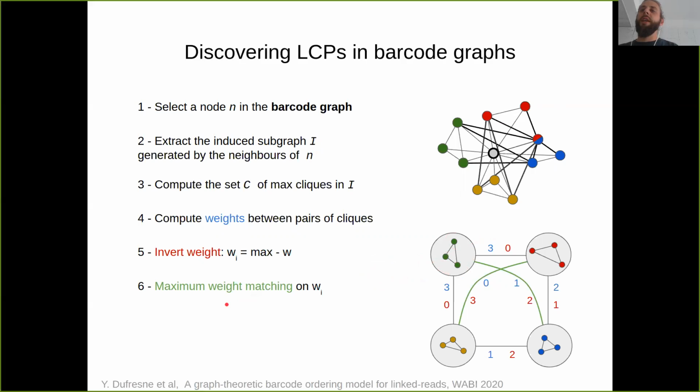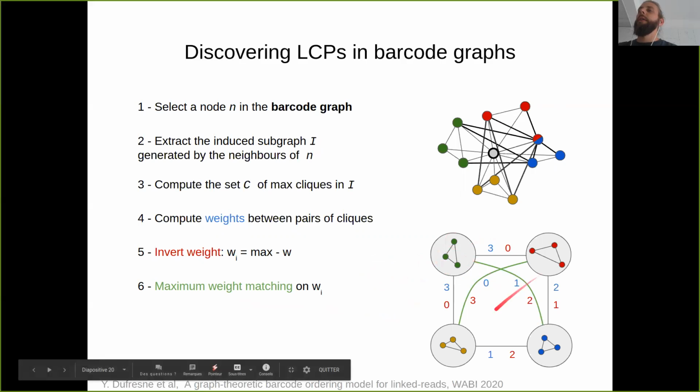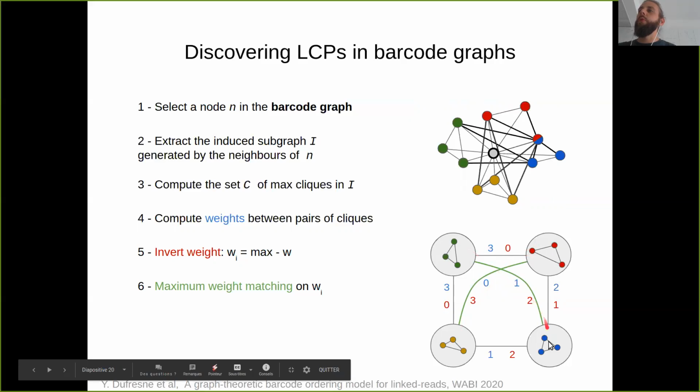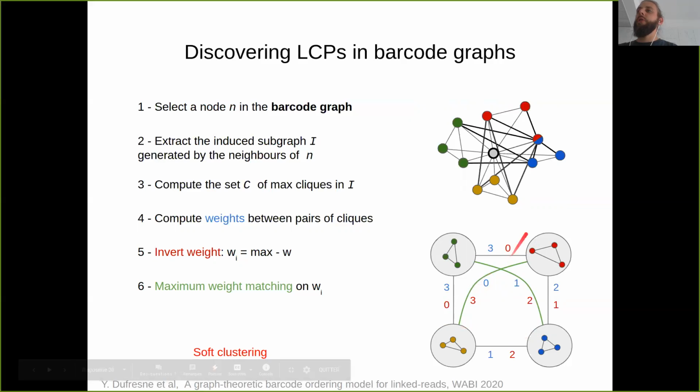And you can perform a maximum weight matching. A maximum weight matching is when you are trying to pair nodes in a graph, maximizing the sum of their edges. So here we have two local clique pairs, the red and yellow and the green and blue. And in fact, what we see using that method is a kind of soft clustering, because this node is part of the two LCPs here and here.